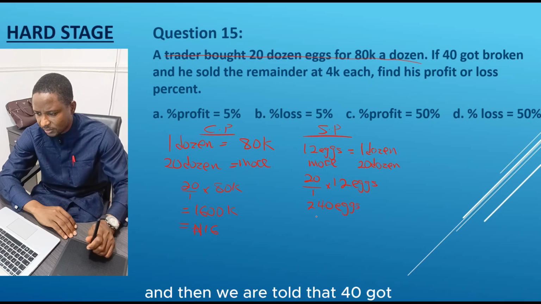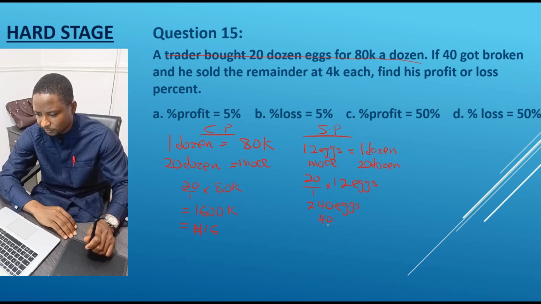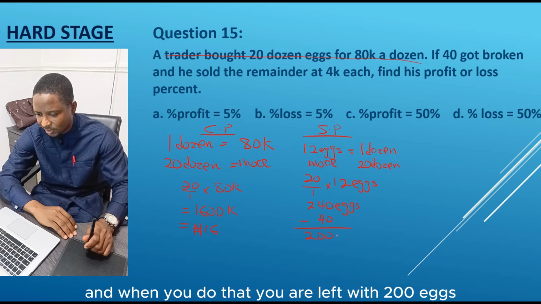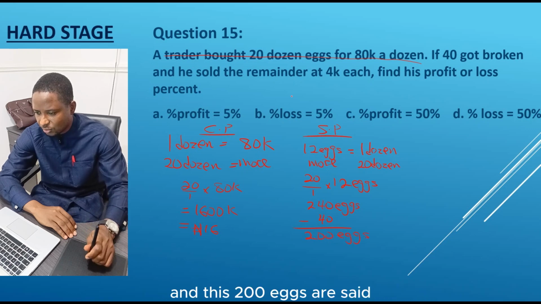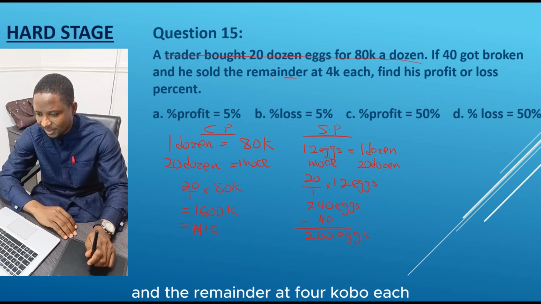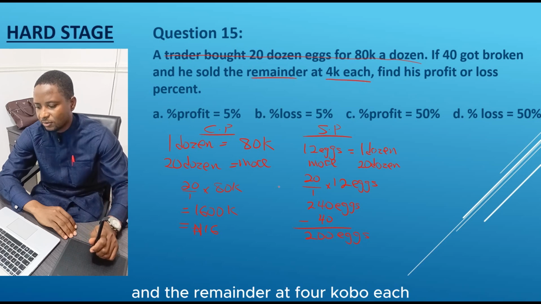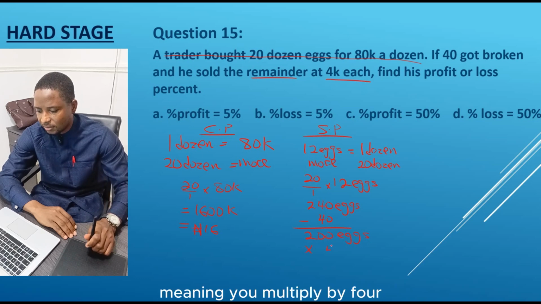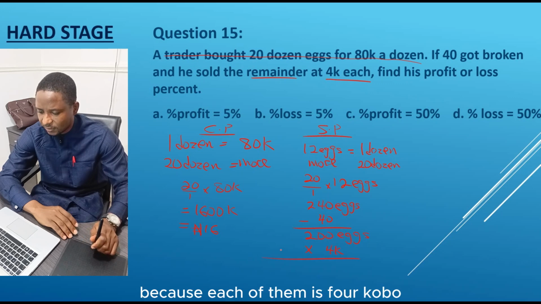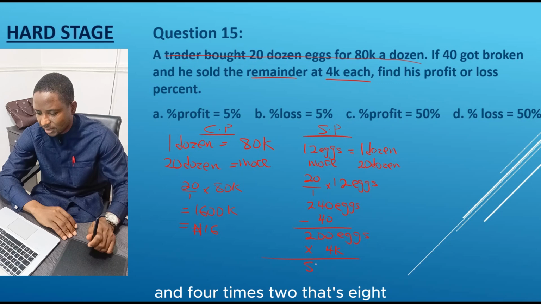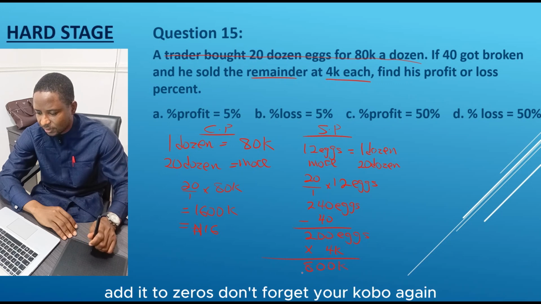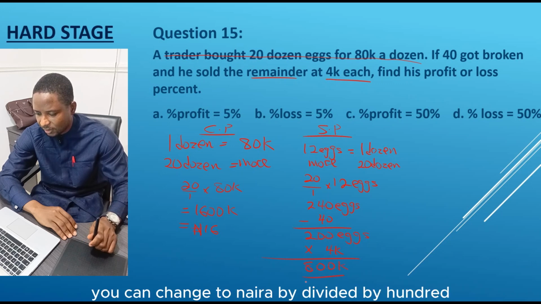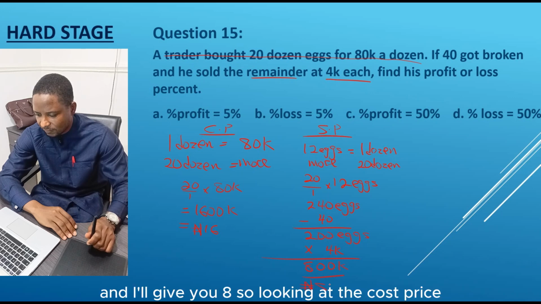And then we're told that 40 got broken, so you have to subtract. And when you do that, you are left with 200 eggs. And the remainder are sold at 4 kobo each, meaning you multiply by 4 because each of them is 4 kobo. And 4 times 2, that's 8. Add your 0, don't forget your kobo. Again, you can change to naira by dividing by 100, and that will give you 8.